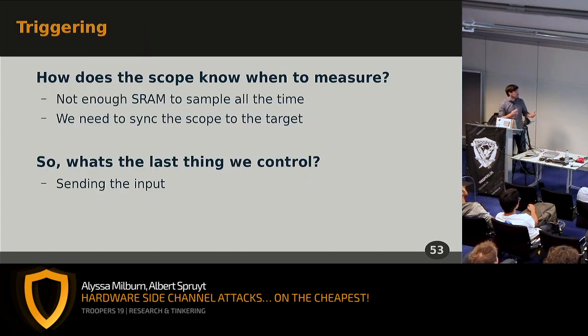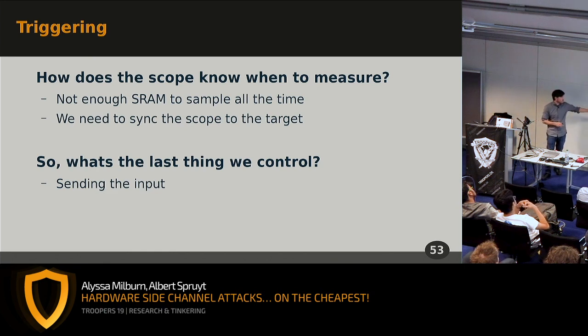Okay, so this triggering thing, we mentioned it, but what does it mean? Basically the question is, how does the oscilloscope know when to measure? We don't have enough SRAM to keep it running all the time. So we need some way to synchronize this Arduino Nano with our oscilloscope. Then the question is, what is the last thing we control before this AES happens? And that's us sending the input.